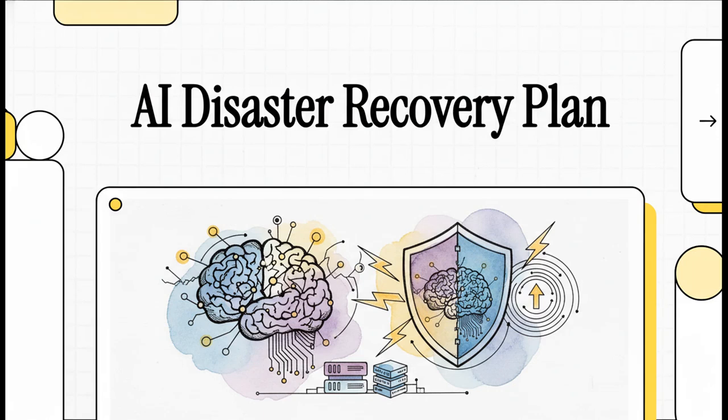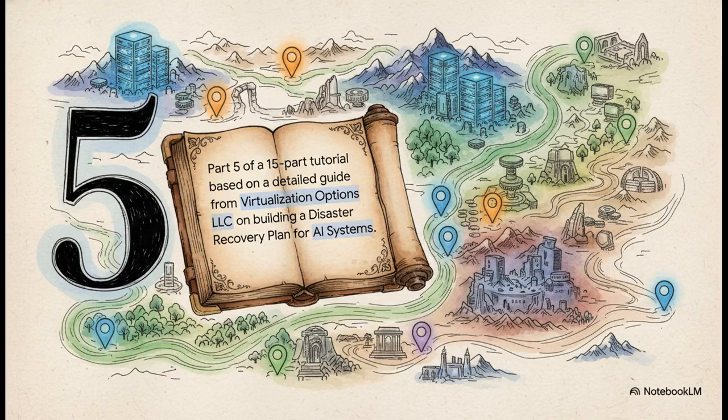All right, let's talk about something that's probably keeping a few IT leaders up at night. Disaster recovery, but for AI. Because let's be real, your old playbook, it's probably not going to cut it anymore. And hey, just so you know, what we're covering today is actually part 5 of a much bigger 15-part tutorial. It's all based on a really detailed guide from Virtualization Options LLC on, you guessed it, developing a DR plan for AI systems. So today, we're really digging into the foundational stuff.